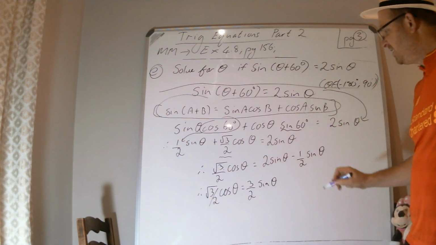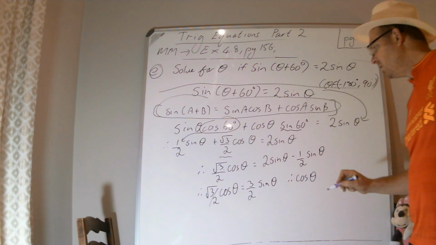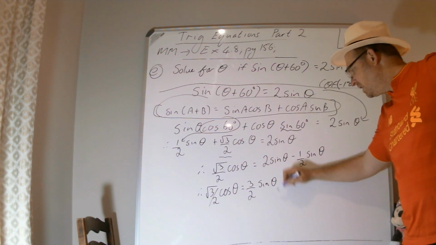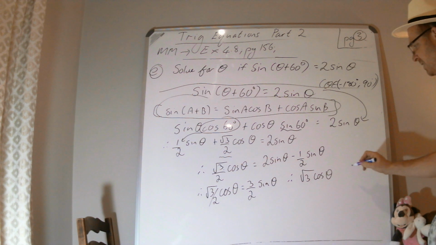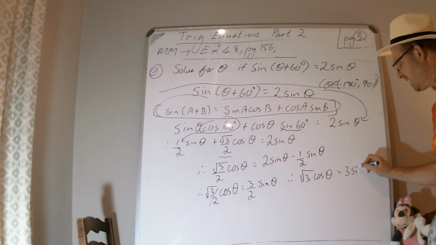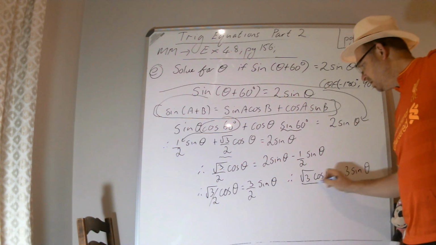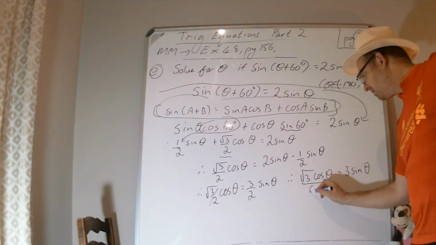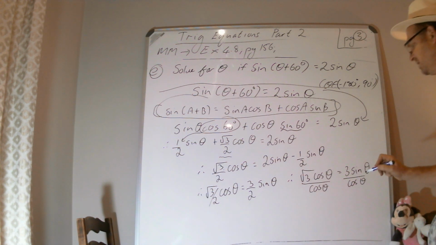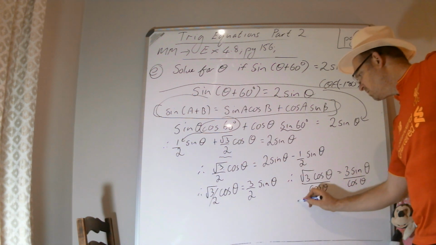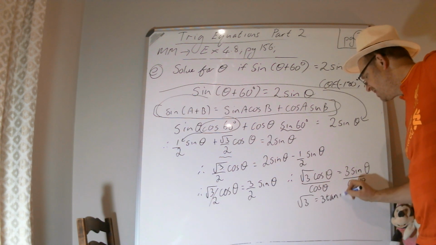So now fractions suck, so multiply both sides by 2, and I get, therefore, root 3 cos theta is equal to 3 sine theta. So Calexis, what are you going to do now? Good girl, you are going to divide it by cos theta, and if you divide both sides by cos theta, what do you get? You get root 3 is equal to 3 tan theta.